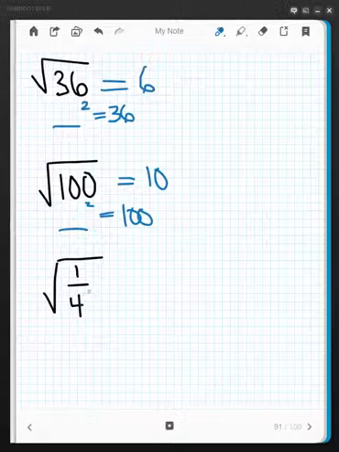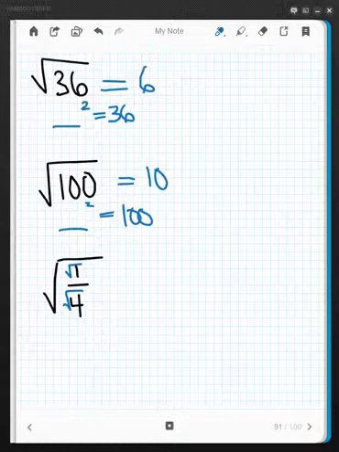Now this one is a little bit harder, but just think of it as looking at the square root of the numerator and the square root of the denominator. That's all you need to do in order to do this problem. So you ask yourself, what number squared gives you 1? What number squared does give you 1? That's right, 1. And what number squared gives you 4? That's right, 2. So there are your square roots of those numbers.